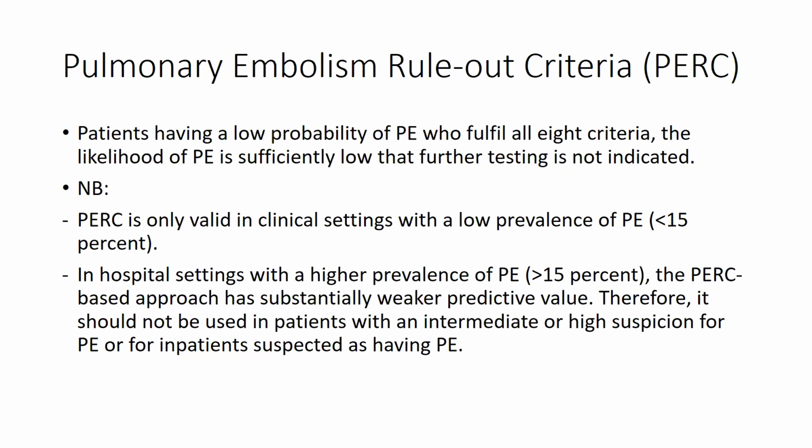All right. So in hospital settings with a higher prevalence, more than 50% PE, like in the ICU, the pulmonary embolism rule-out criteria has weak predictive value. So it should not be used for patients with intermediate or high suspicion for PE, or for patients who are hospitalized with suspected features of PE. I hope that is clear. So we only use the pulmonary embolism rule-out criteria in cases where the prevalence or the incidence of PE is low.